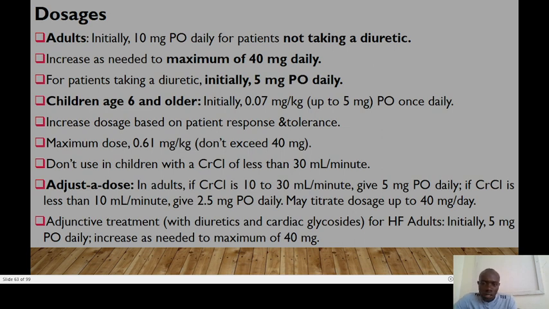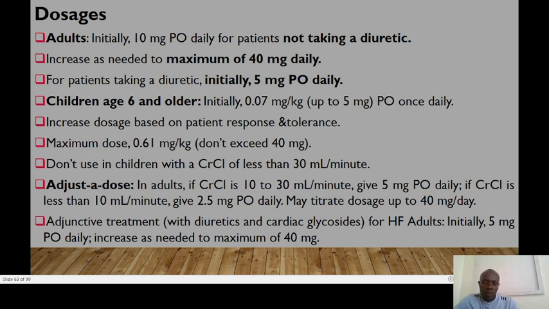Don't use in children whose creatinine clearance is less than 30 mL per minute. You have to adjust the dose in patients who have a creatinine clearance of between 10 to 30, so you give 5 milligrams per oral. If the clearance is less than 10, you can give 2.5 per oral daily. Then you may titrate this dose up to 40 per day.